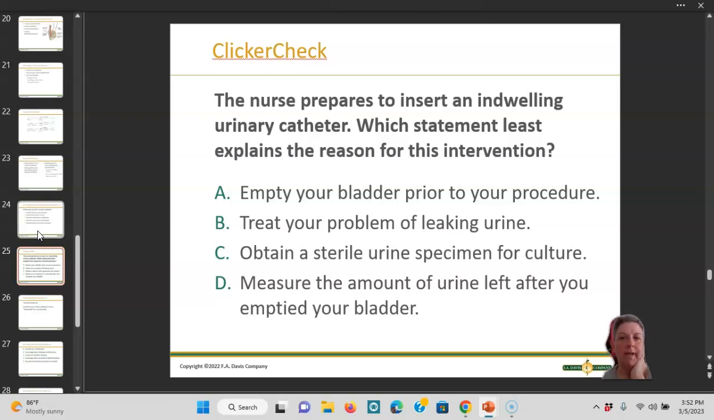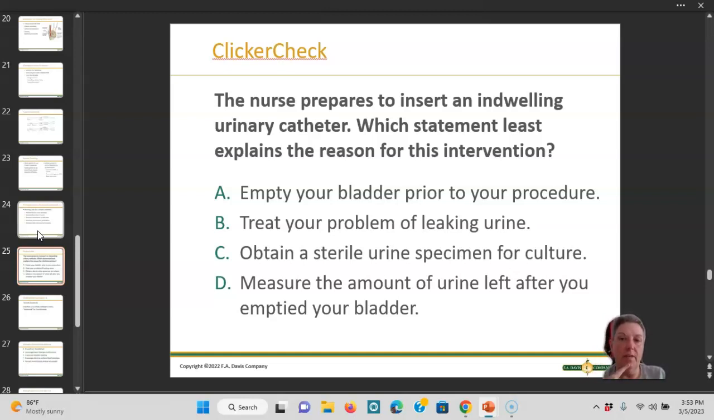So the only one that makes sense at this point would be A, but you're leaving it in there, okay? So if you're just going to empty the bladder, we would probably use a straight cath. But because it says prior to your procedure, yeah, we're going to go ahead and put the straight cath in, but leave it to a Foley bag. So that could be a chance to use an indwelling. Treat your problem of leaking urine is never the reason to use a Foley.